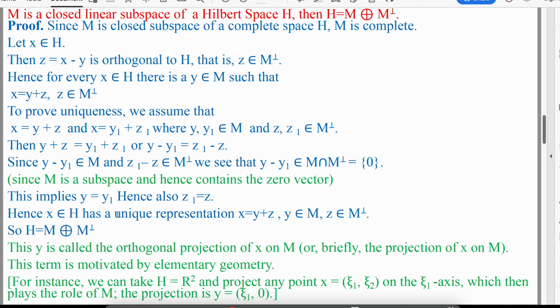Here y is called the orthogonal projection of x on M, or briefly the projection of x on M. This term is motivated by elementary geometry. For instance, if we take H equal to R squared and project any x equal to (xi1, xi2) on the xi1 axis, which then plays the role of M, the projection is y equal to (xi1, 0).